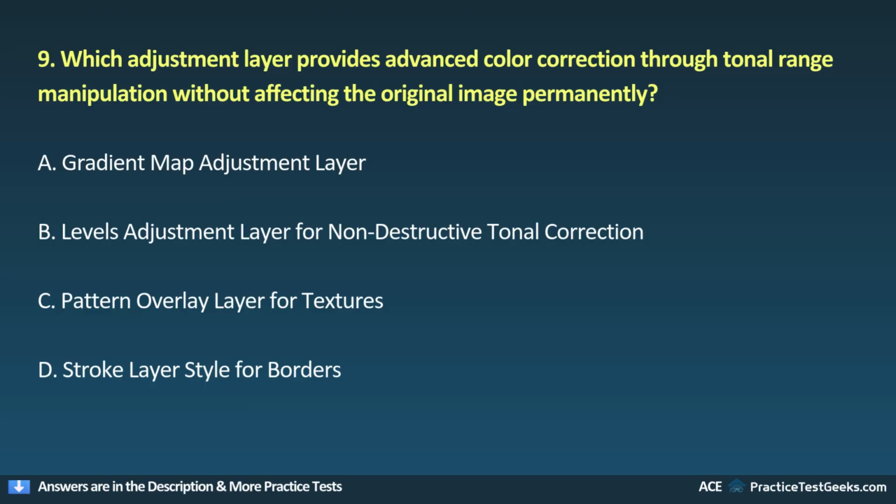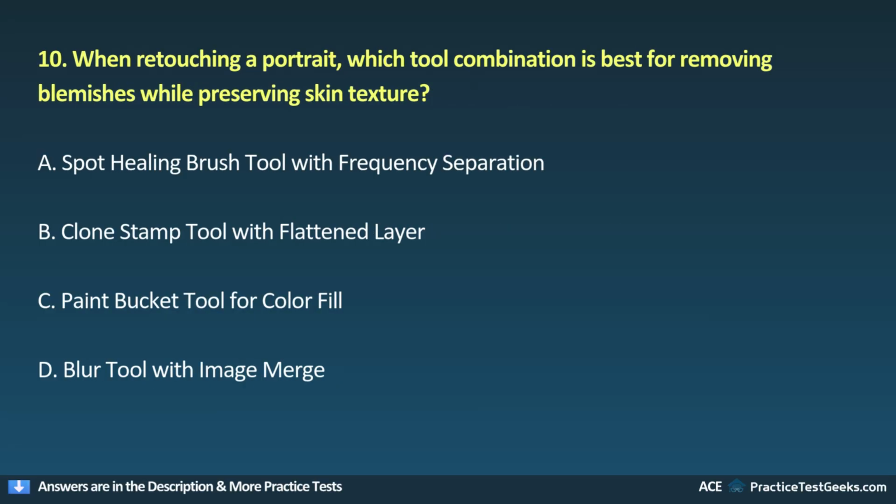9. Which adjustment layer provides advanced color correction through tonal range manipulation without affecting the original image permanently? A. Gradient map adjustment layer. B. Levels adjustment layer for non-destructive tonal correction. C. Pattern overlay layer for textures. D. Stroke layer style for borders.